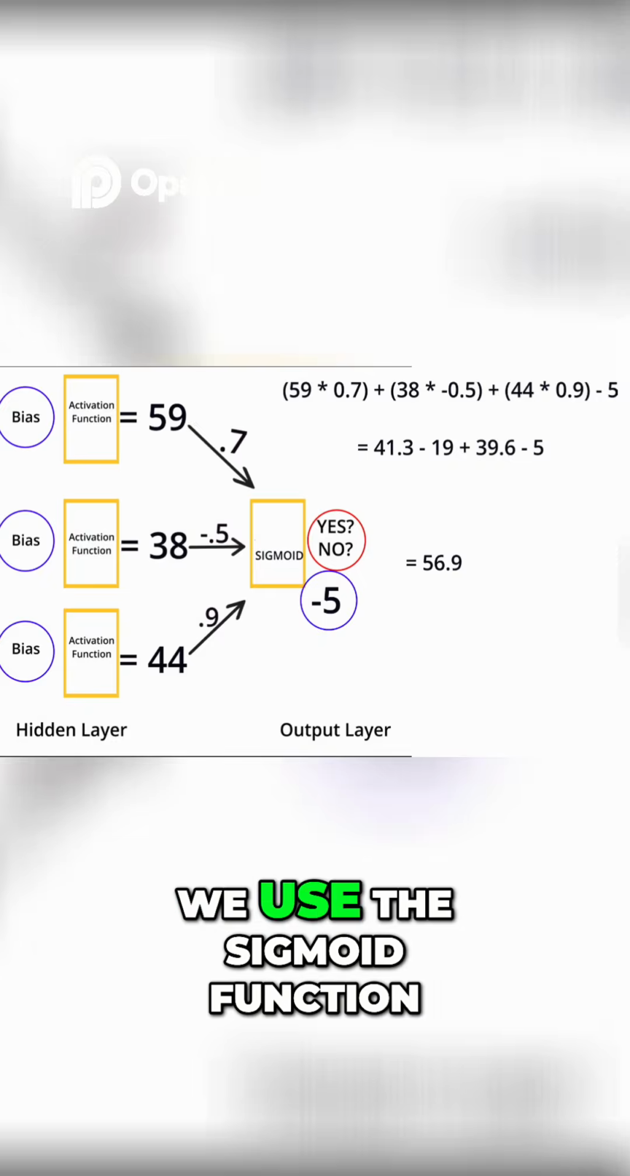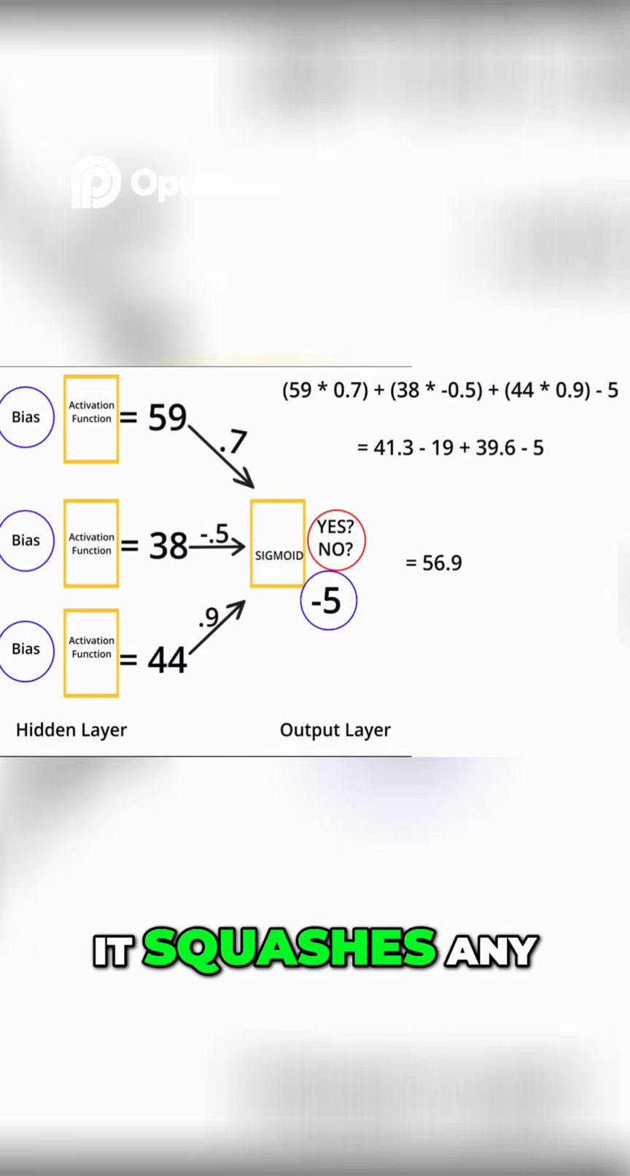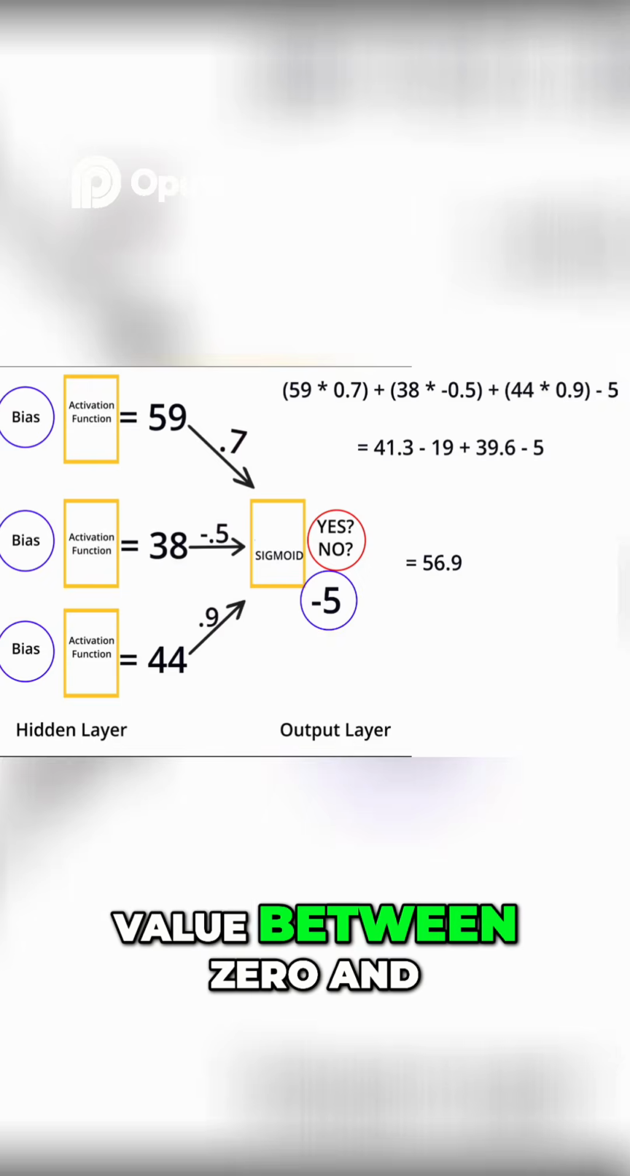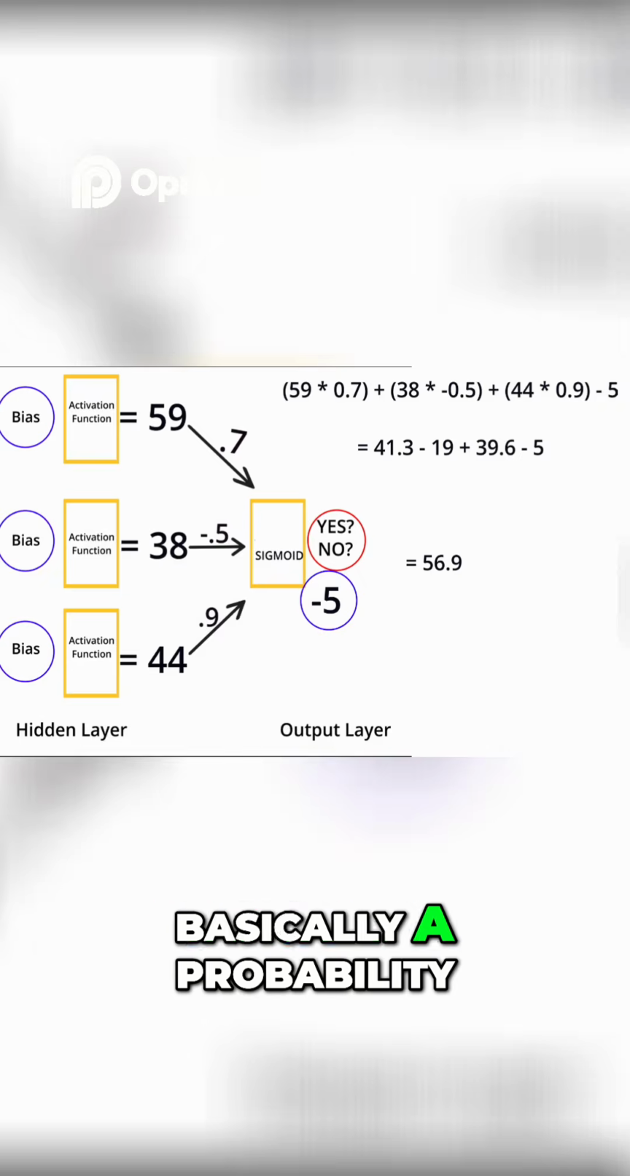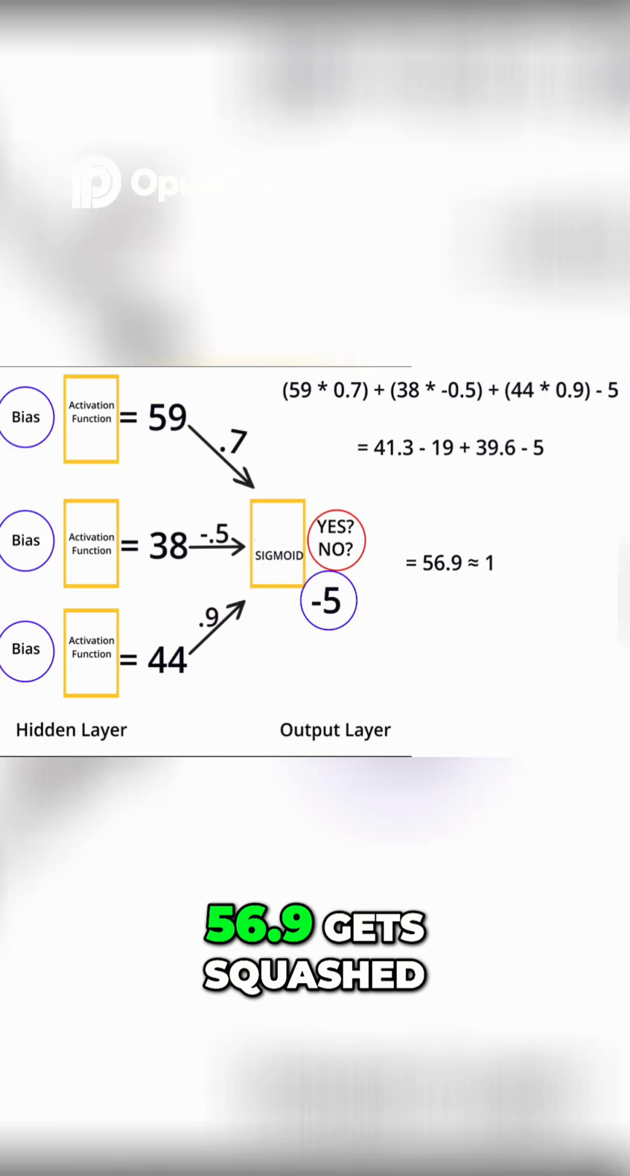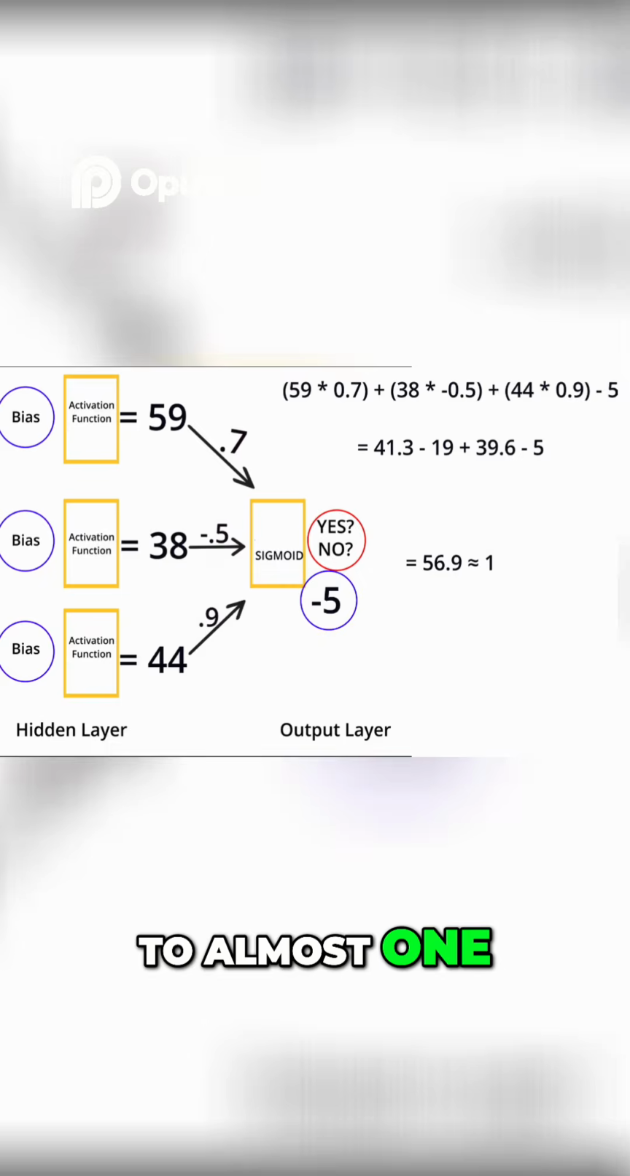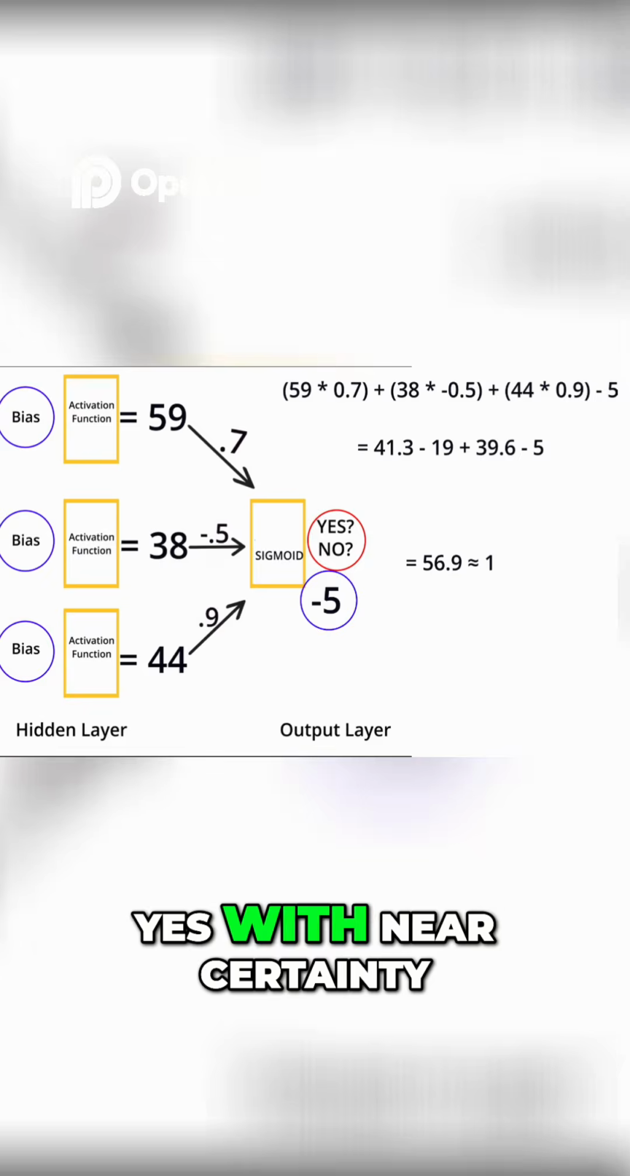To do that, we use the Sigmoid function. It squashes any number into a value between 0 and 1. Basically a probability. A value of 56.9 gets squashed to almost 1, meaning the model predicts yes with near certainty.